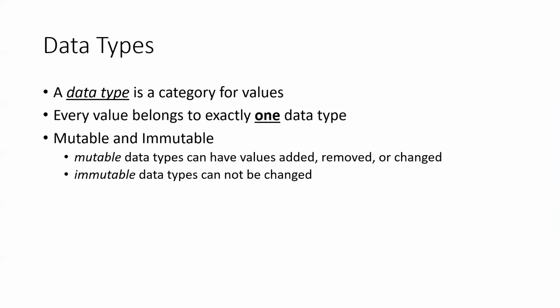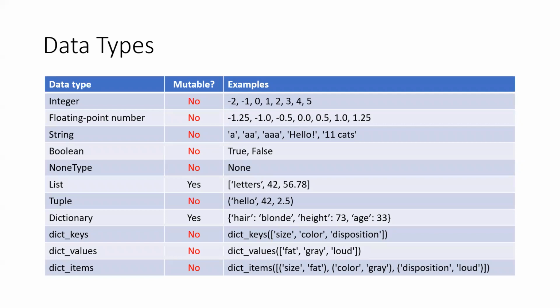We covered a lot of data types in this class. A data type is just a category for the value that's coming in. Every value belongs to exactly one data type. We have immutable and mutable. Remember that mutable data types have values that can be added, removed, or changed. Immutable means that we cannot change those types of data. So when we look at the data type table here, the first three that we learned were integer, floating point, and string. Those are all immutable, meaning that we can reassign them, but we can't change them. And these are examples of what those data types look like.